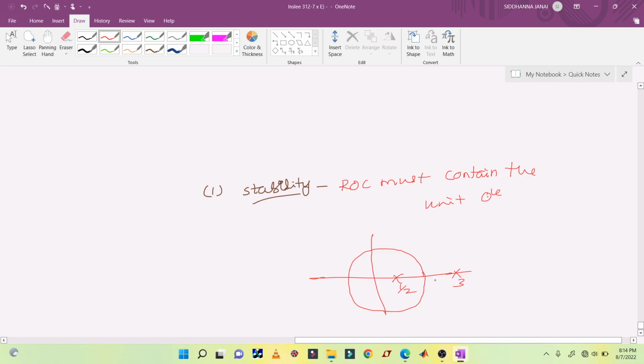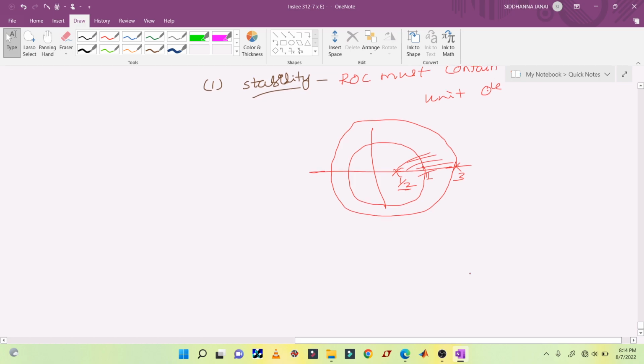ROC must include the unit circle, which means the condition should be that ROC must be greater than this pole and lesser than 3. Then only it can include this unit circle. That's why ROC is greater than this but lesser than 3. Okay, it is greater than 1 by 2 and less than 3. So we should say ROC: magnitude of z is greater than 1 by 2 whereas less than 3.